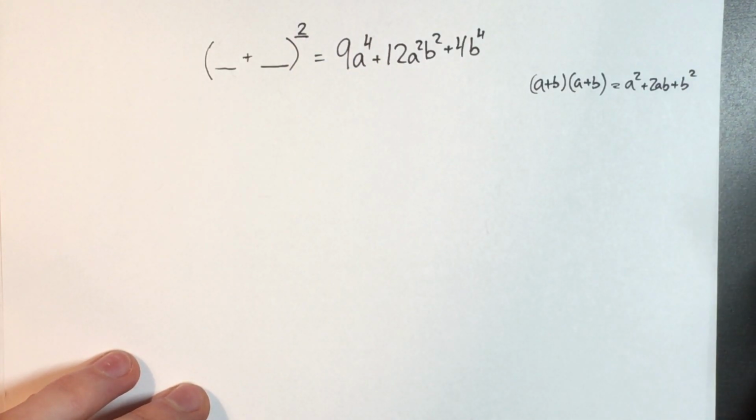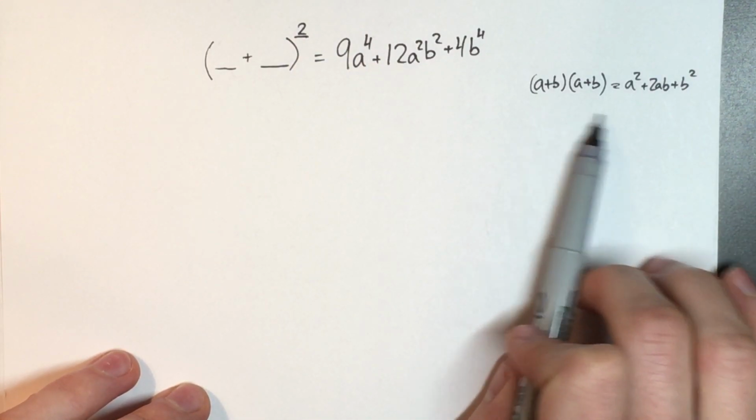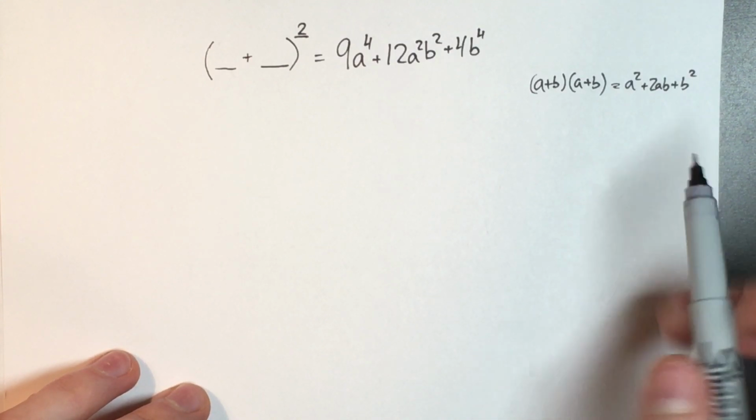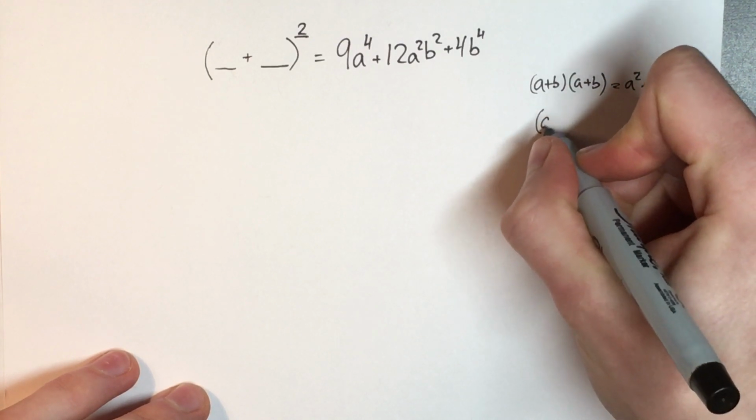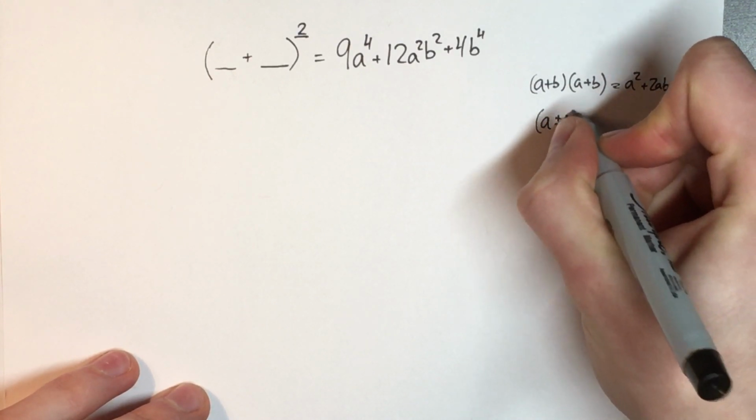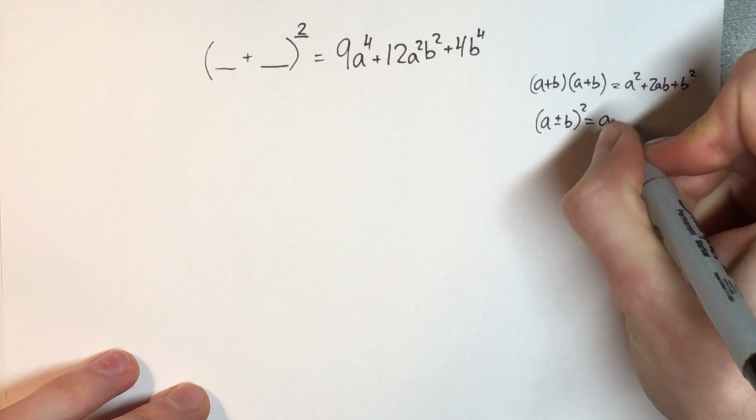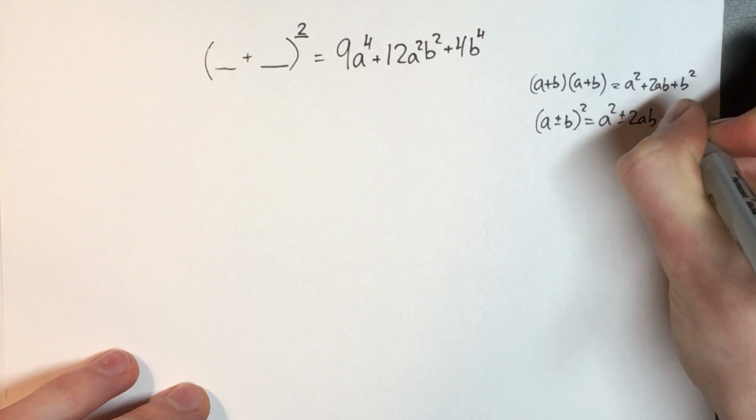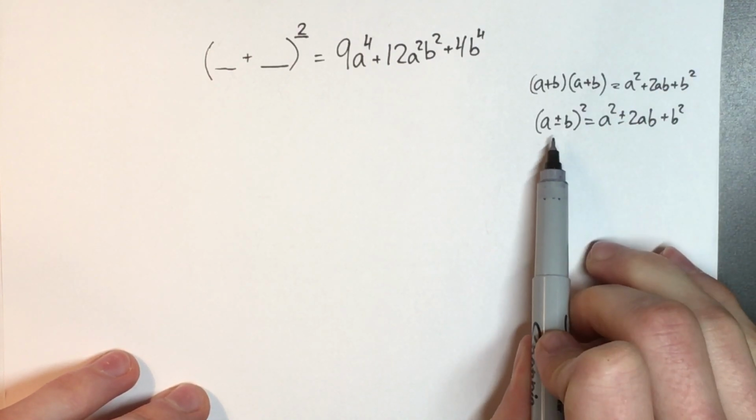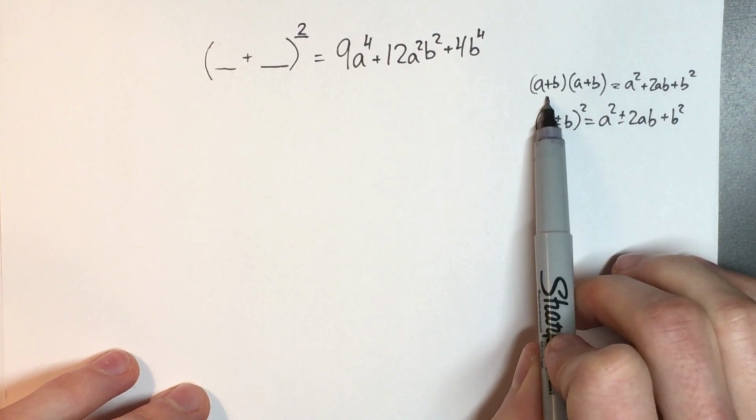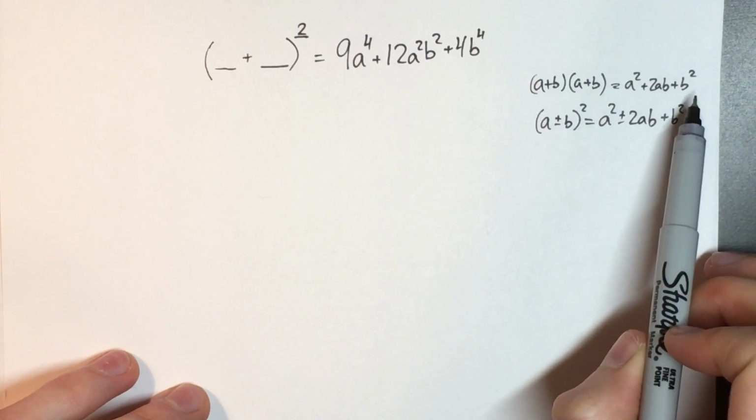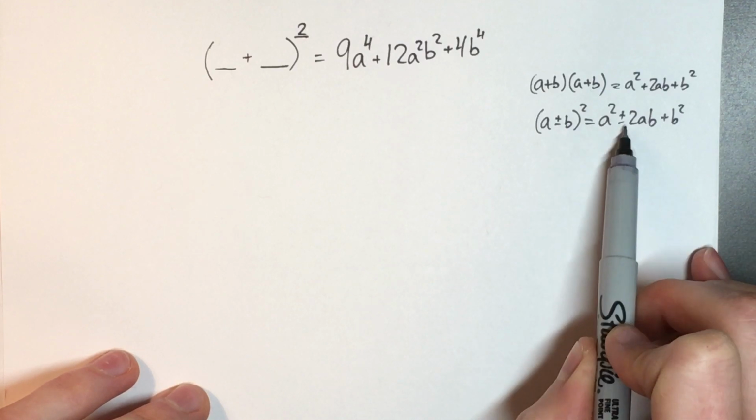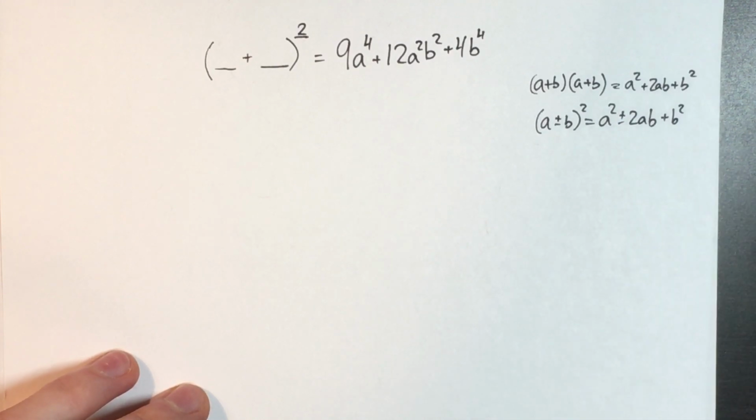Now, how do we actually figure out what it is? Well, we can use this formula right here that you've probably seen in Algebra 2. I can rewrite this as a plus or minus b squared is equal to a squared plus or minus 2ab plus b squared. It works because, as I multiplied out here, that's what it would give you, and plus or minus, so if this was a negative here, then this right here would also be minus.